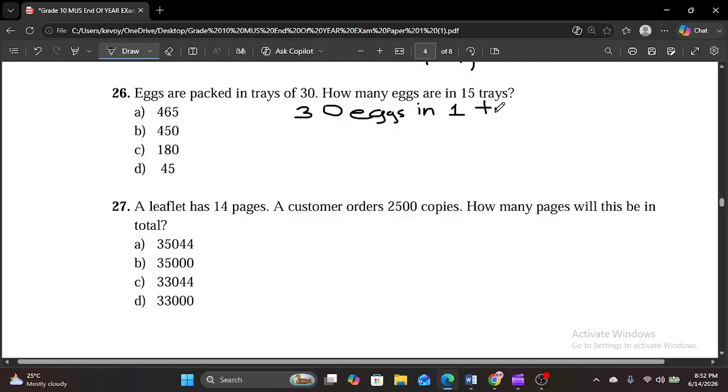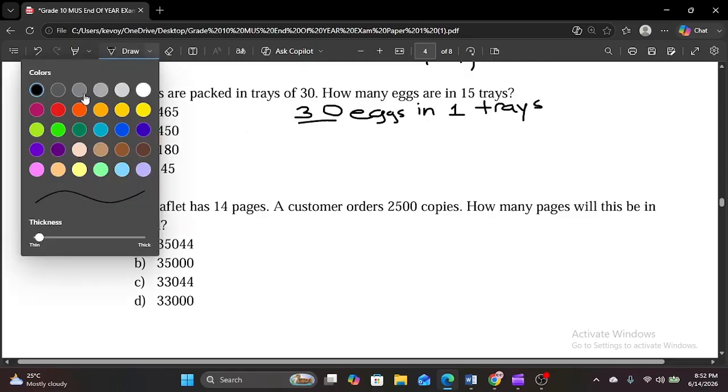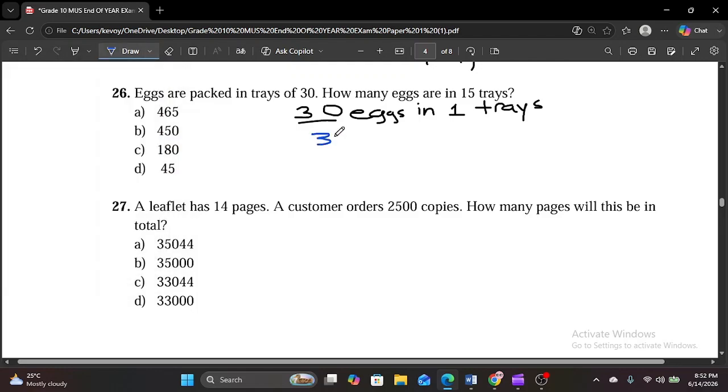So that means that if we're looking for how many eggs are in 15 trays, we're going to have to multiply that 30 by 15. So it's going to look like this. So we're going to multiply the 30 by 15. So it's 30 times 15.